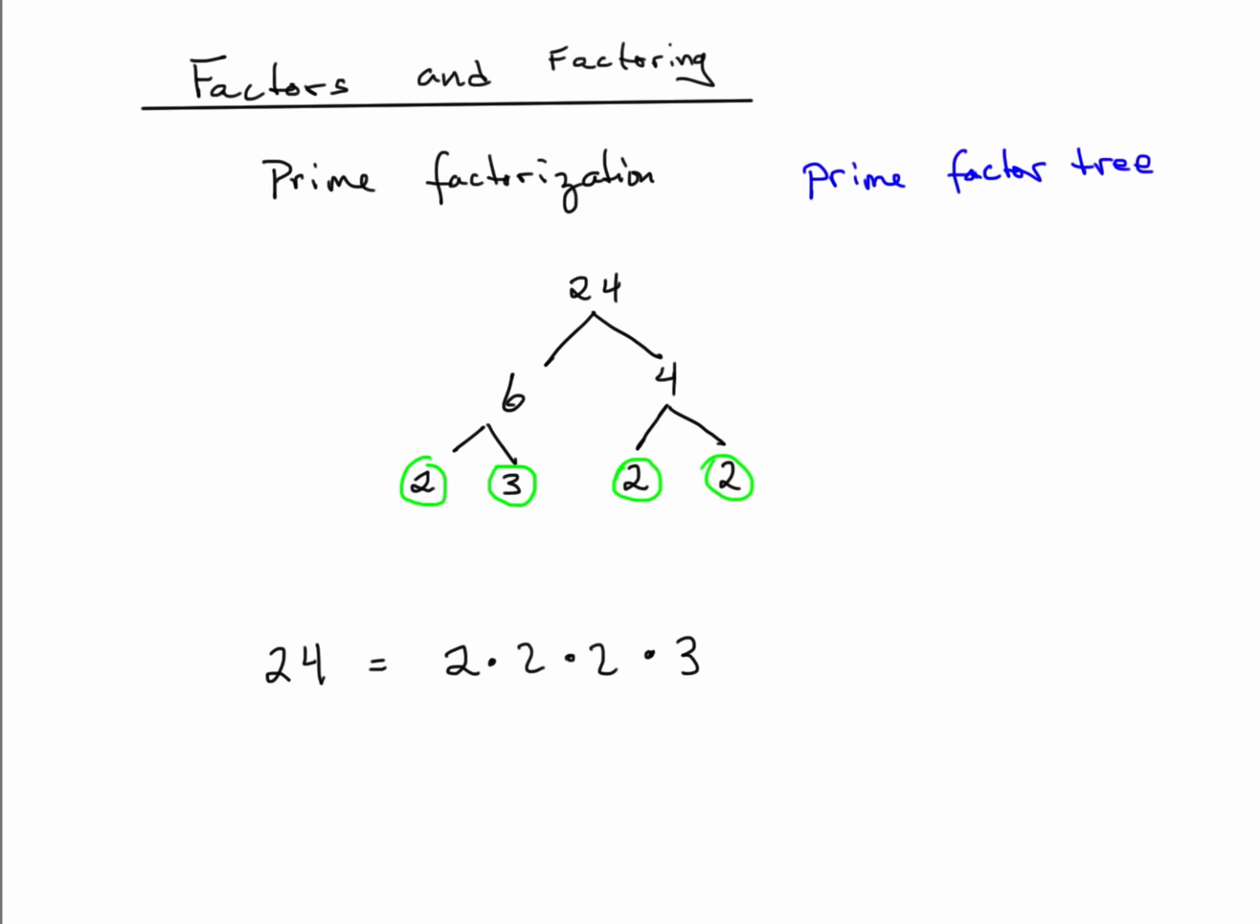To make this clear, this 2 comes from here, this 2 comes from here, this 2 comes from here, and the 3 comes from here. If I multiply all of these factors together, I will get 24.